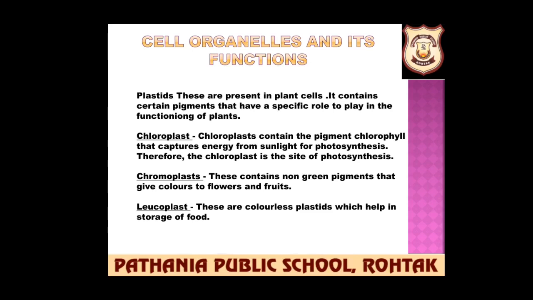Moving on to the second type of plastid, that is chromoplast. These contain non-green pigments and their function is to impart colors to flowers and fruits. Now moving on to leucoplasts. They are colorless plastids which help in storage of foods. So today we have covered the topic till organelles and their functions. Read it from your book carefully.